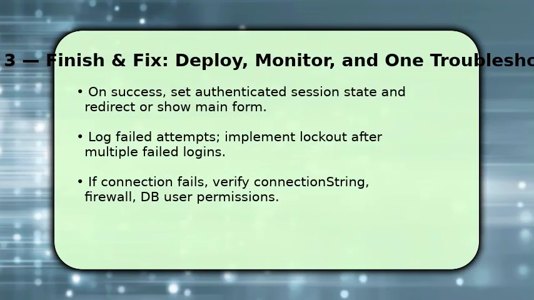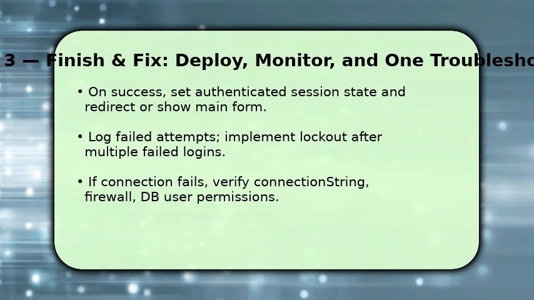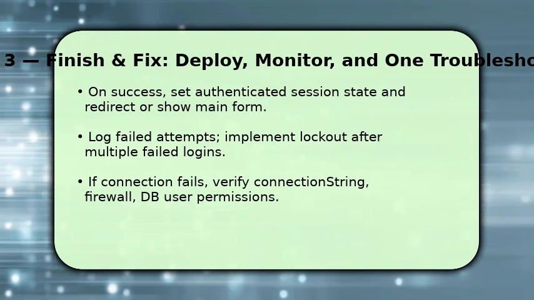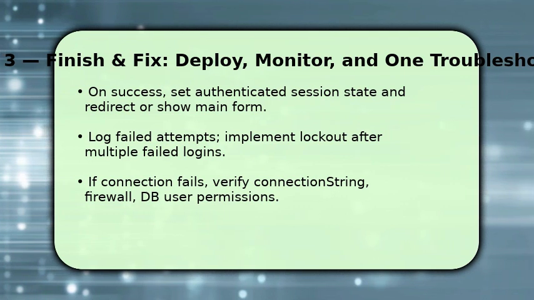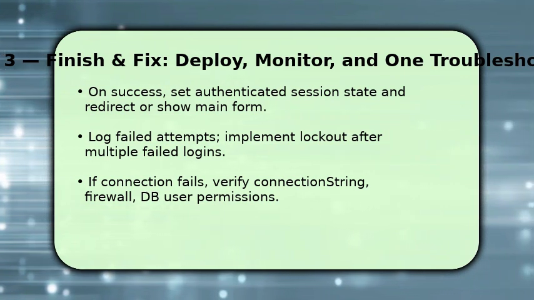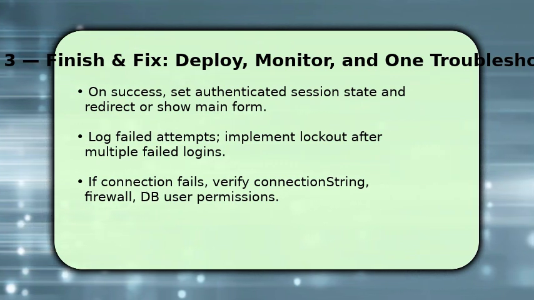Finish by handling outcomes. When the hash matches, set an authenticated flag, open the main form or redirect and clear sensitive inputs. When it fails, increment a retry counter and consider account lockout after several failed attempts, plus logging. For production, use TLS and secure storage for secrets.